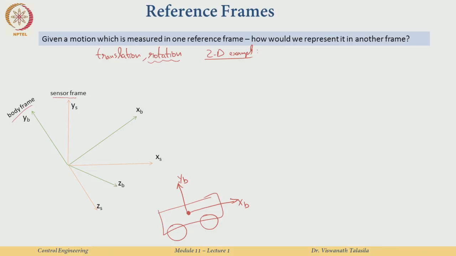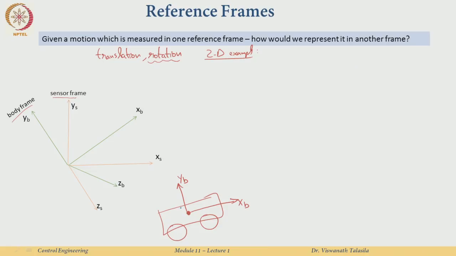Now, what I have done is to mount the IMU exactly at the center of gravity of the vehicle. Usually this will not be the case, and if it is not the case, you need to take care of the translation part as well. If you mount it exactly at the center of gravity of the vehicle, you only have a rotational problem, which is what we will deal with here.